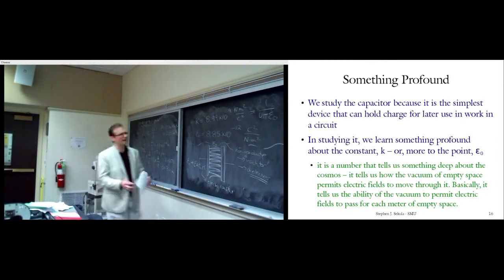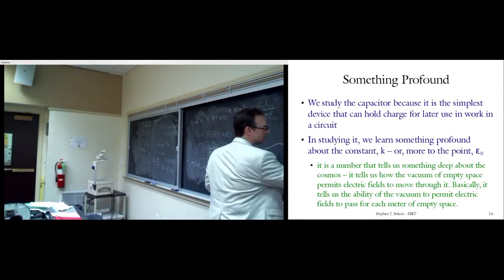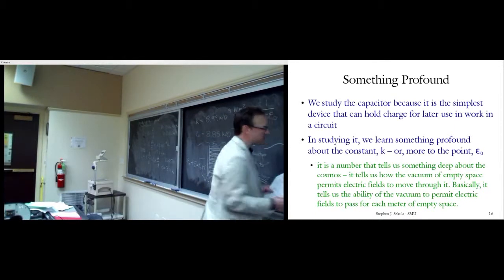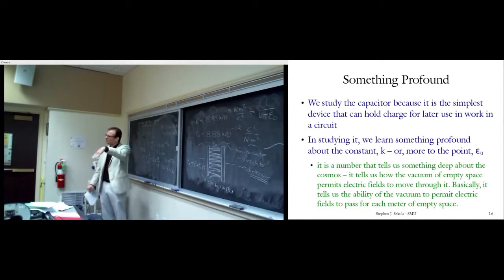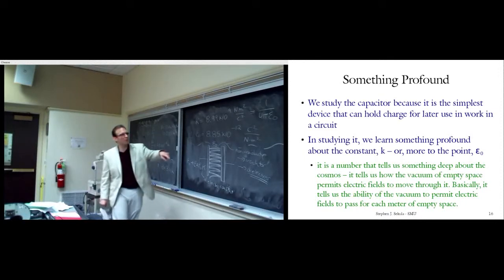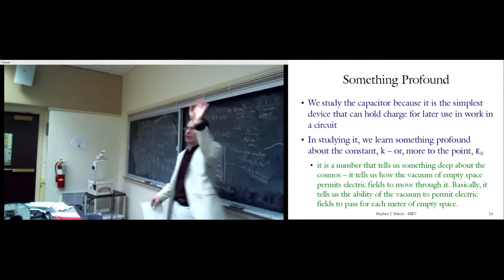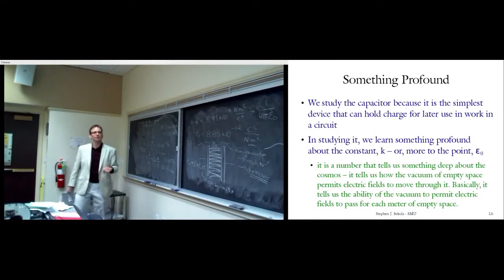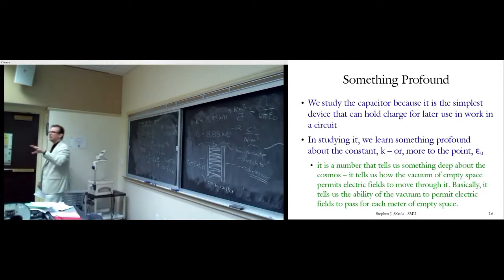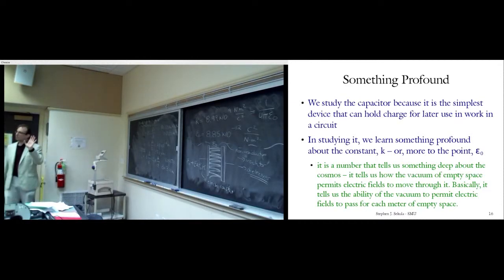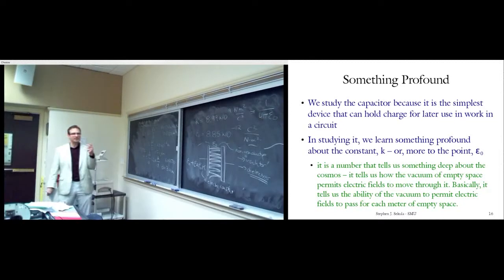Well, that number turns out to be related to a more fundamental constant because you get a bunch of four pi's when you start playing with K in certain situations, like the capacitor. You want to get rid of those four pi's, they just look stupid. So you can rewrite K in terms of another number with the four pi's so it goes away in your equations. So this epsilon naught turns out to be a number that actually tells us something extremely profound and deep about the cosmos. It tells us how the vacuum of empty space between the plates permits electric fields to move through it. So basically it tells us the ability of the vacuum to permit electric fields to pass for every meter.